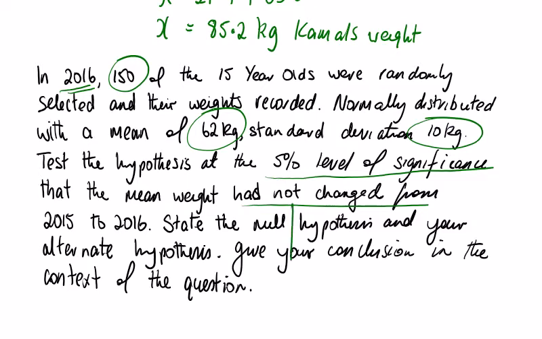So there's a couple of ways to do these questions. I'll do it both ways to show you. The null hypothesis is what they're asking us to test, and we can just say H0 equals weights not changed.